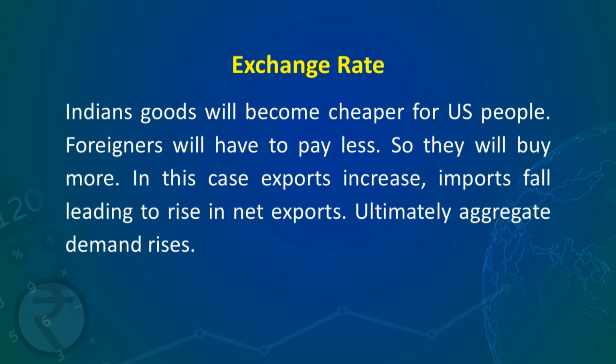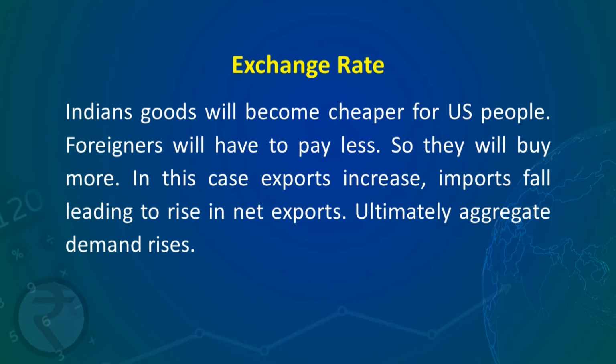Indian goods will become cheaper for US people because of the depreciation of Indian currency. Now foreigners will have to pay less. Earlier for the commodity worth rupees 70, they had to pay $1. Now for the commodity worth rupees 75, again they have to pay $1. So this becomes cheaper for them. So they will buy more from us. So in this case, exports increase, imports fall. So net exports will rise and ultimately aggregate demand rises.